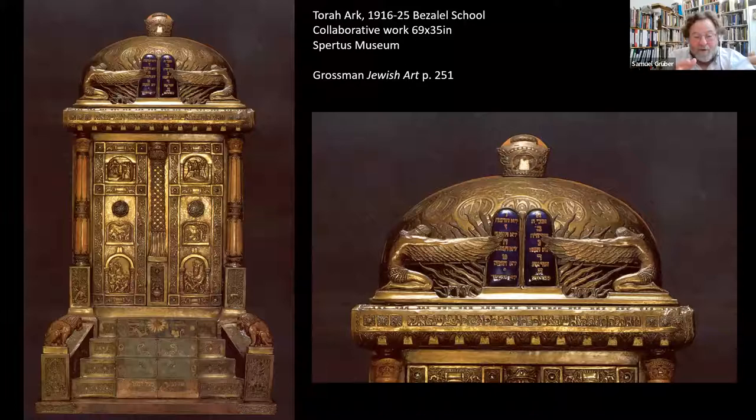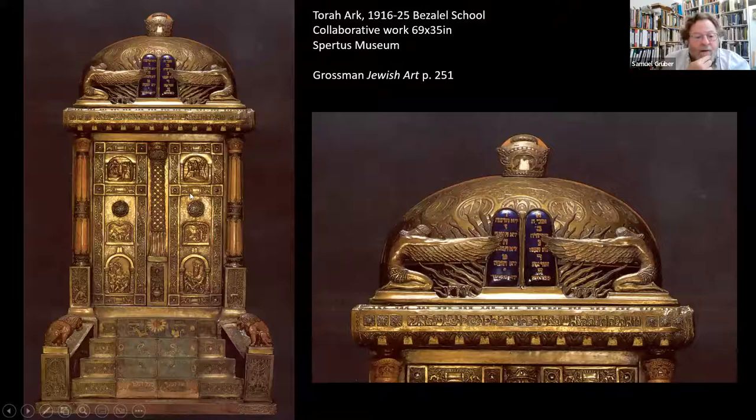And here we see one of the first projects that Schatz embarks upon as a collaborative project of many, many students in different media is the creation of a portable ark that would represent their new skills in metalworking, in enamel, and several other media. And the ark, it is very sculptural. So this is at the time, up to this time, it is the first really of its kind, although it harks back to those carved arks that we saw from Poland. But this is in metal.